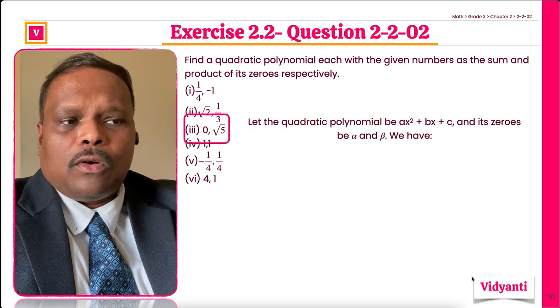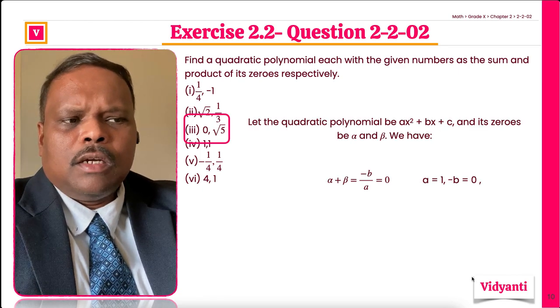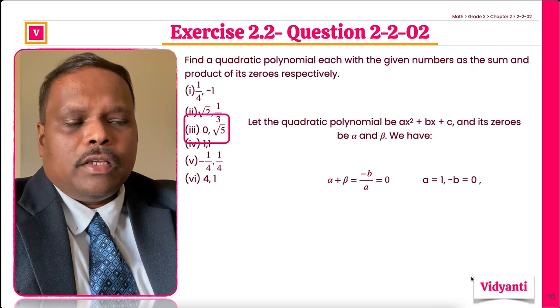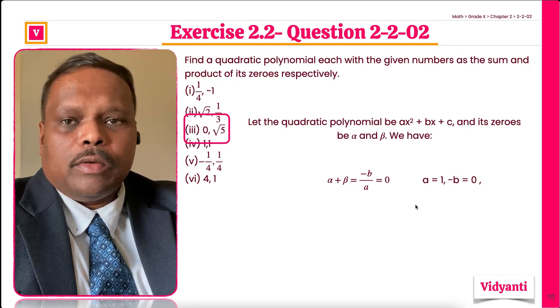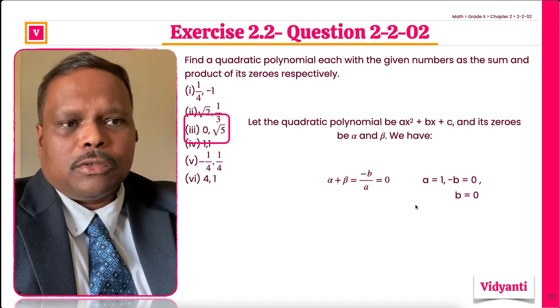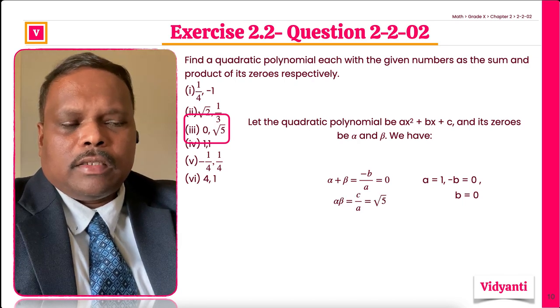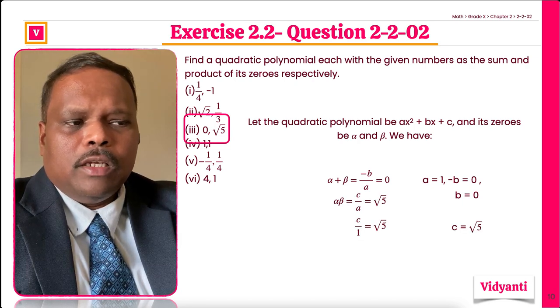In the third one, we'll follow the same process. Sum is equal to 0. If a is assumed as 1, negative b will be 0. That makes b also 0. And alpha beta is c upon a, which is root 5. C will be root 5.